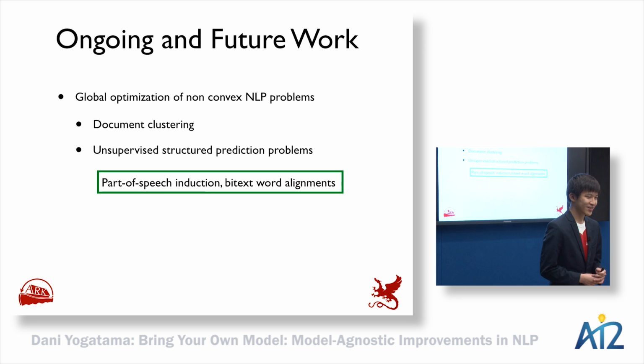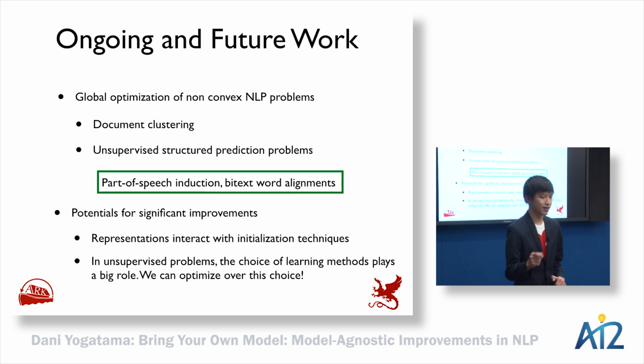I'm currently interested in applying the same technique to unsupervised problems, specifically document clustering and unsupervised structure prediction, like part of speech induction. I think this is one of the key components to unlock the true potential of unsupervised learning, because in unsupervised learning, the representation interacts with where we initialize, right? Obviously, or what's the best training method to do this? Should we directly take the gradient? Should we do EM and things like that? So I'm excited to see whether this can help in that case as well. I think this has the potential for significant improvements.